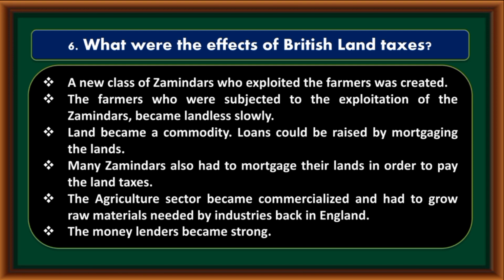What were the effects of British land taxes? A new class of zamindars who exploited the farmers was created. The farmers who were subjected to the exploitation of the zamindars became landless slowly. Land became a commodity. Loans could be raised by mortgaging the lands. Many zamindars also had to mortgage their lands in order to pay the land taxes. The agriculture sector became commercialized and had to grow raw materials needed by industries back in England. The money lenders became strong.